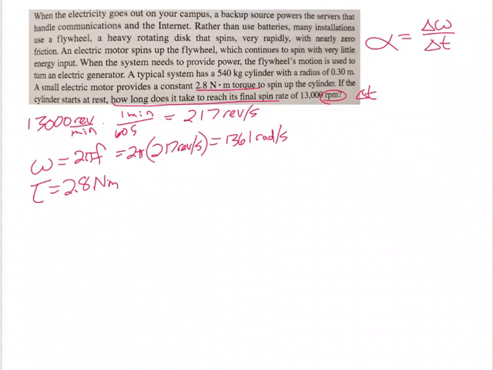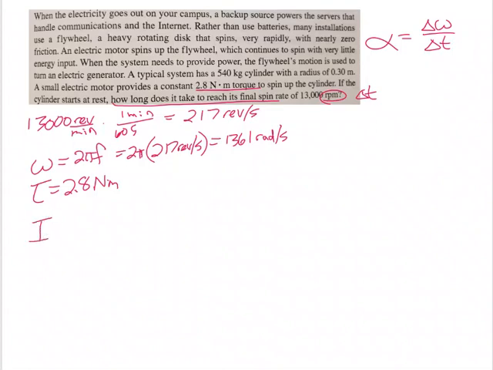That's the net torque over the moment of inertia. So all we need is the moment of inertia. Now this is a heavy cylinder, so it's going to have one half mass times radius squared. Do we know the mass? Yeah. Do we know the radius? Yeah. Okay, we can calculate the moment of inertia then.